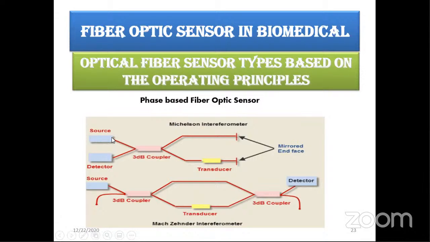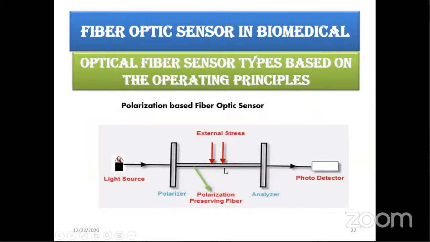Actually, in this slide, we are taking the Michelson interferometer and the Mach-Zehnder interferometer. Here, from the source, the signal is coming. By using this 3 dB coupler, this signal is separated into two parts. One is the reference signal, and another signal is going, and this signal will be affected by the external stress, and this will be measured by the analyzer.